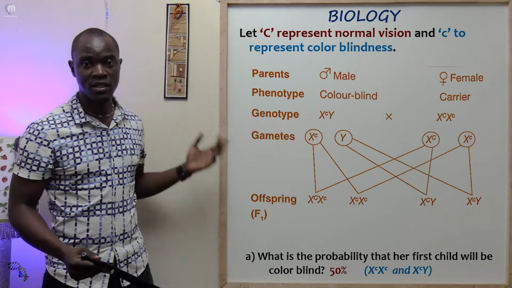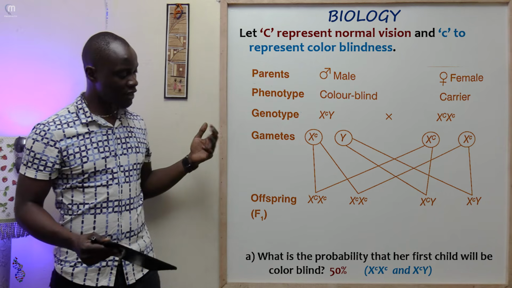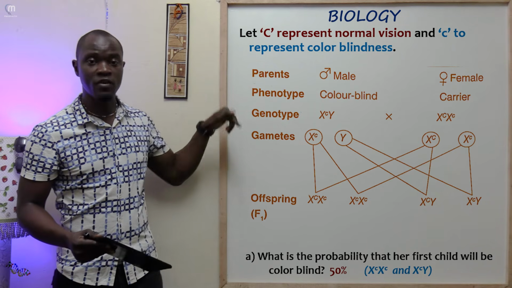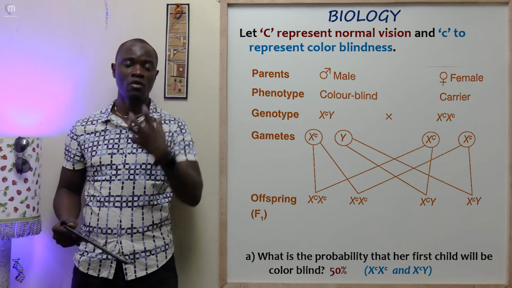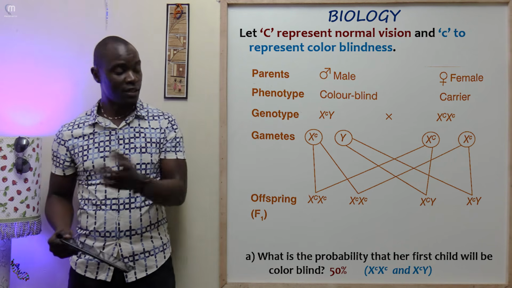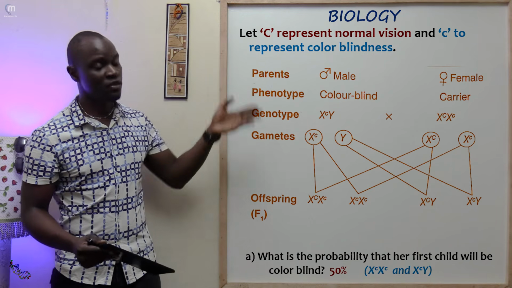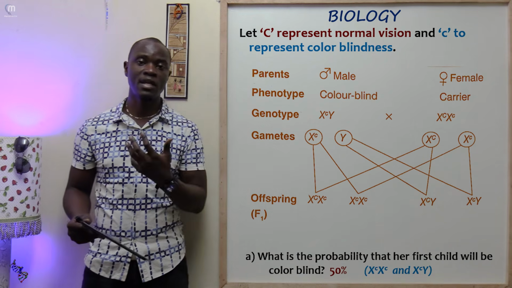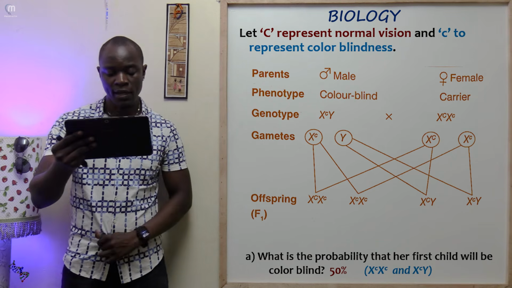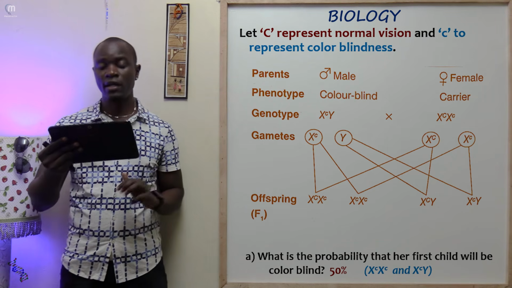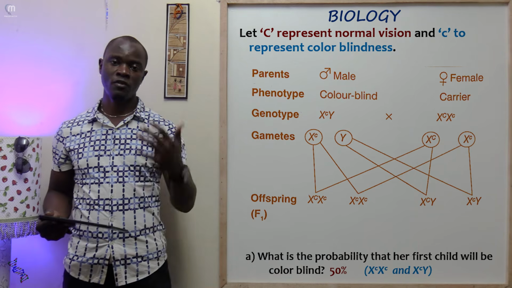There is 25% chance they're going to get a carrier female. There is 25%. Now, since we have the female and the male who is affected, there is 50% chance that they are going to obtain an offspring who is colorblind. The third scenario means there is 25% chance. So these things are 25, 25, 25, 25. It means chances. It doesn't mean the first offspring will be this, the second. No, it is just chance. So that's why we are being asked, what is the probability that a first child will be colorblind? The probability the first child will be colorblind is 50%.